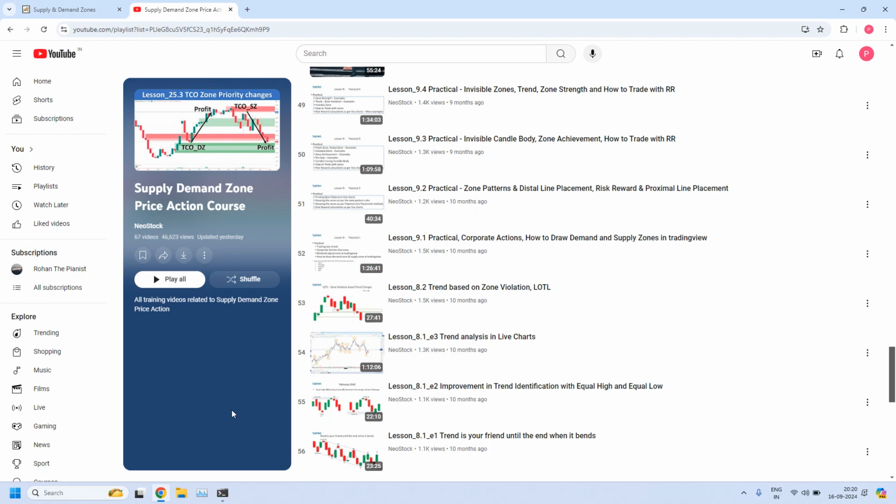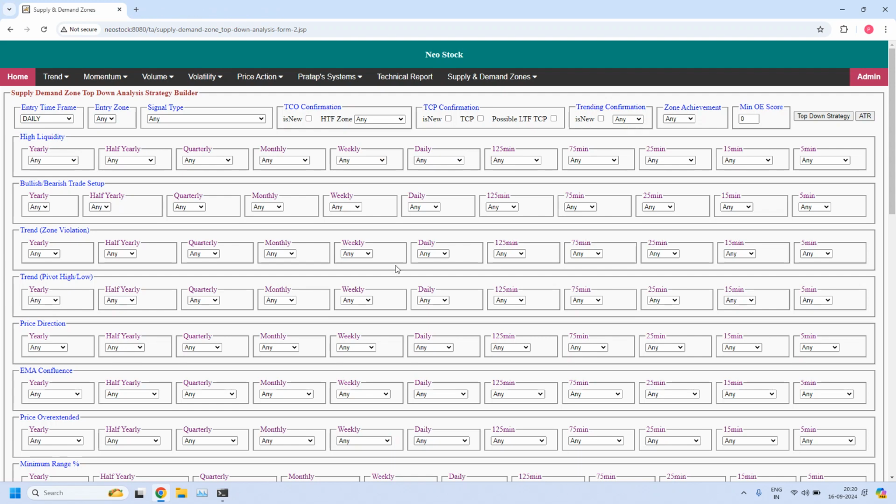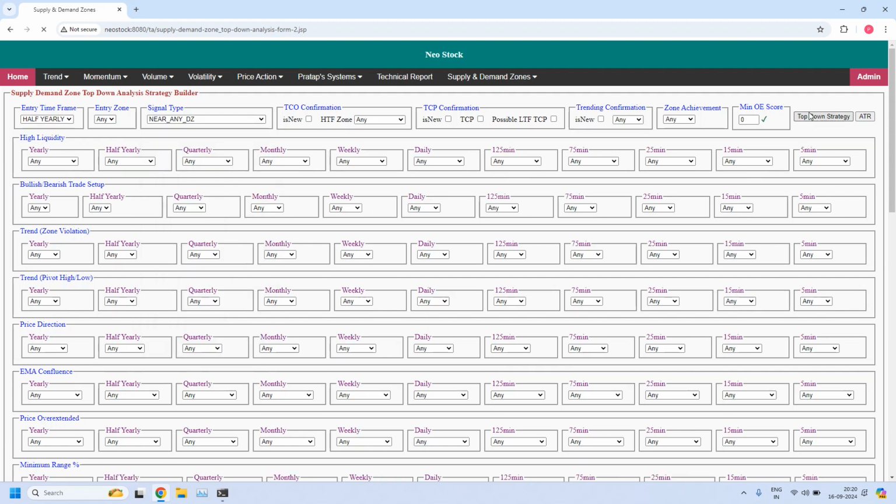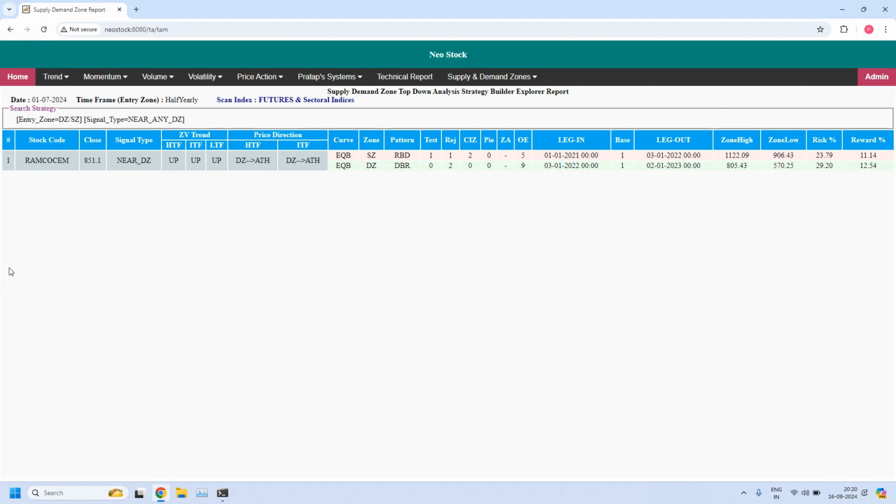Now let's get into the report generation. For the first report, let us identify the stocks near demand and supply zones. In this process, we will also identify daily and 75 minutes high liquidity zones. So I'm starting with the half yearly time frame. Let us find the stocks near the half yearly demand zone. One stock is filtered.